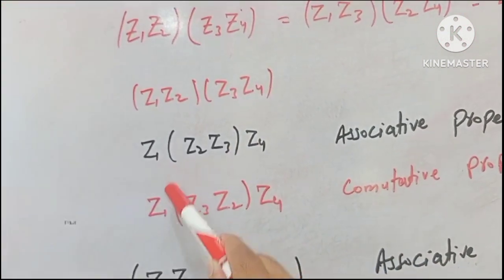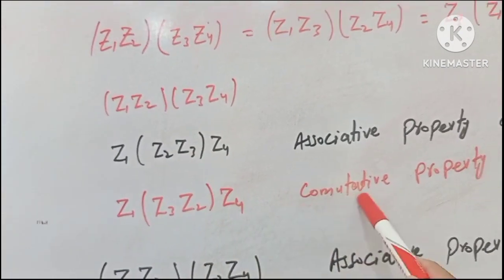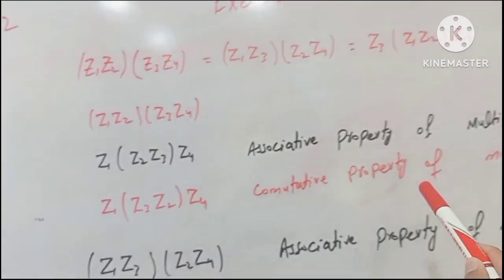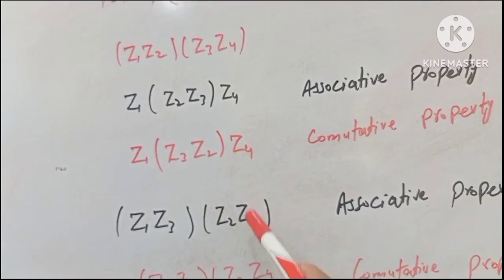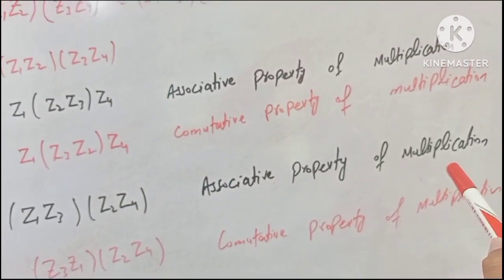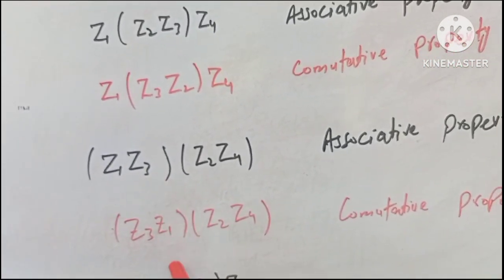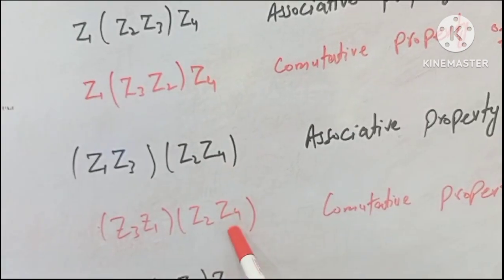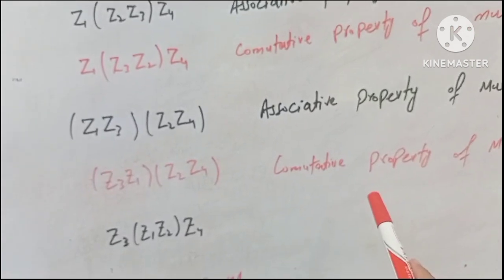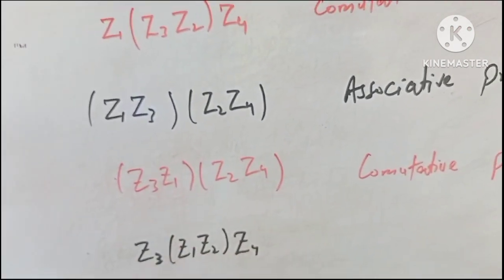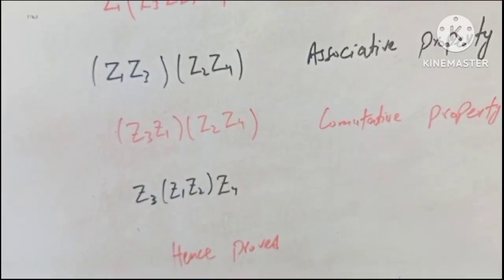Now we can write z1 z2 z3 as z3 z2 into z4, which is commutative property of multiplication. Similarly, now we can write z1 z3 into z2 z4, which is associative property of multiplication. Now we can write z1 z3 as z3 z1, z2 z4 remains as such. We are applying here commutative property of multiplication, and now z3 comes here, z1 z2 within brackets and into z4, hence proved, which is the answer.